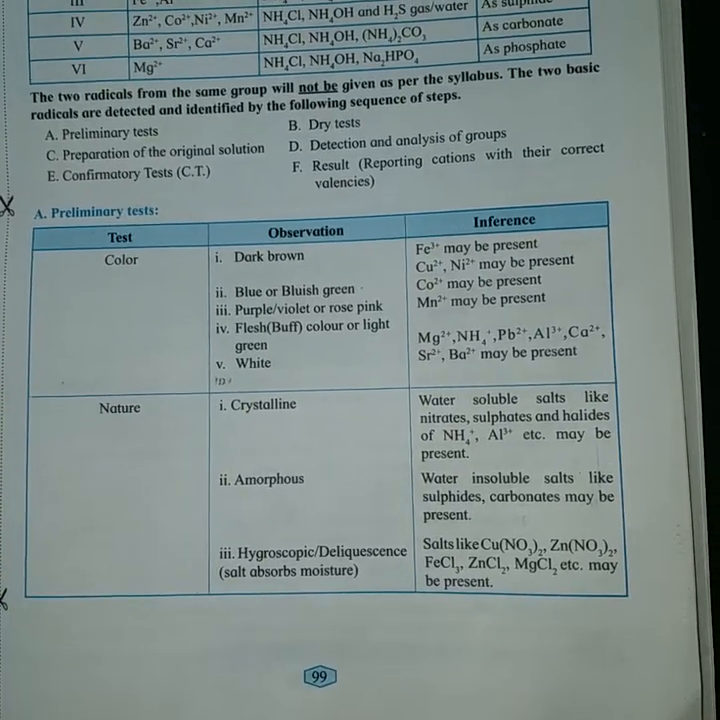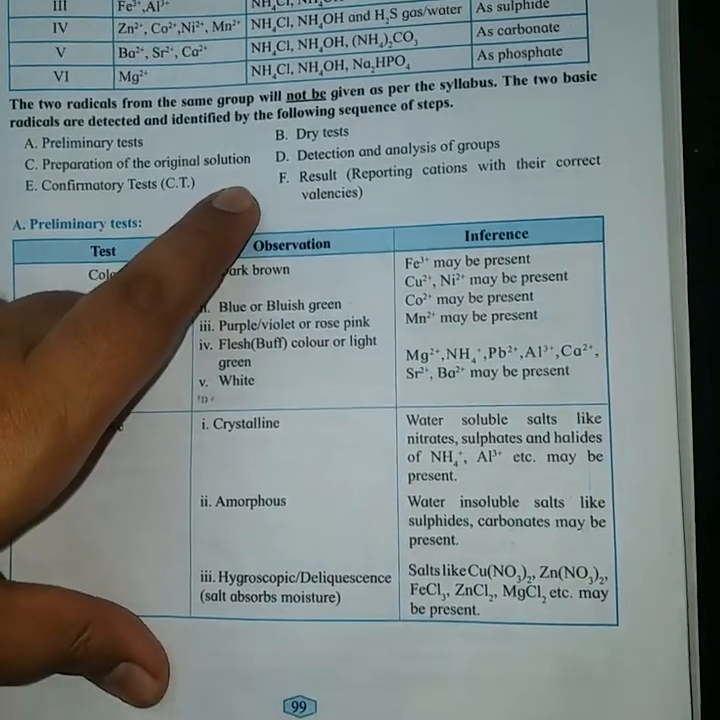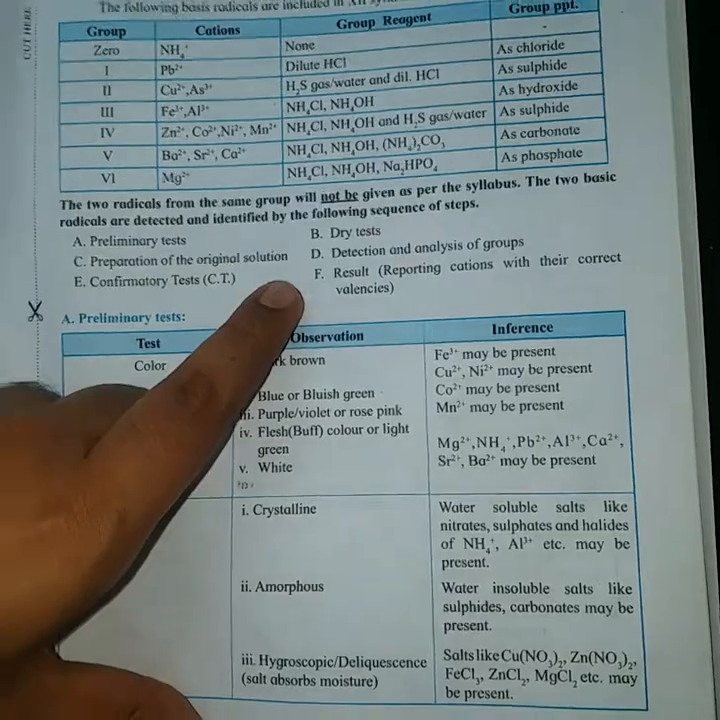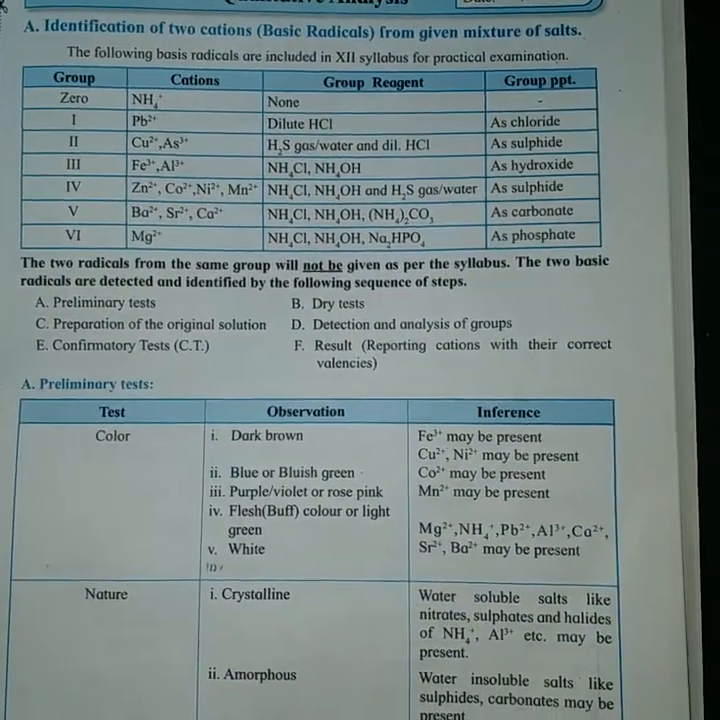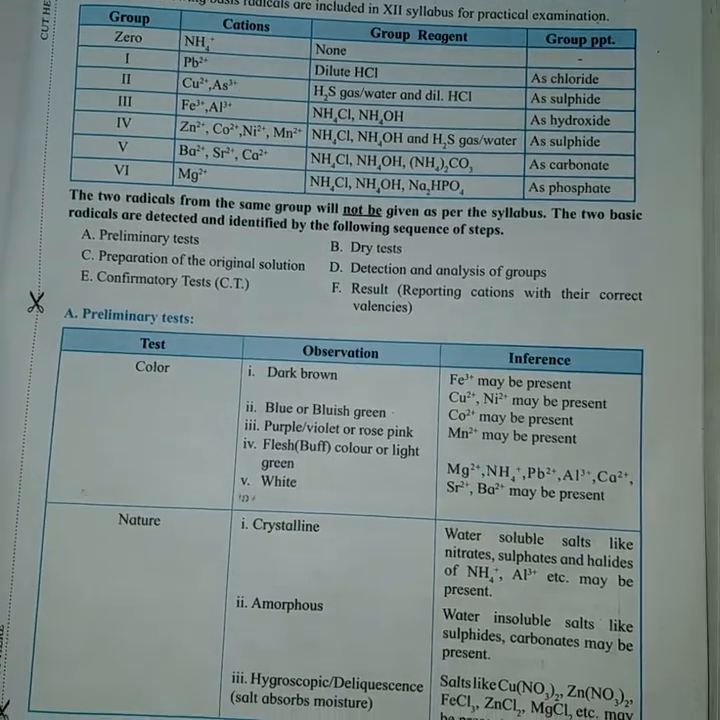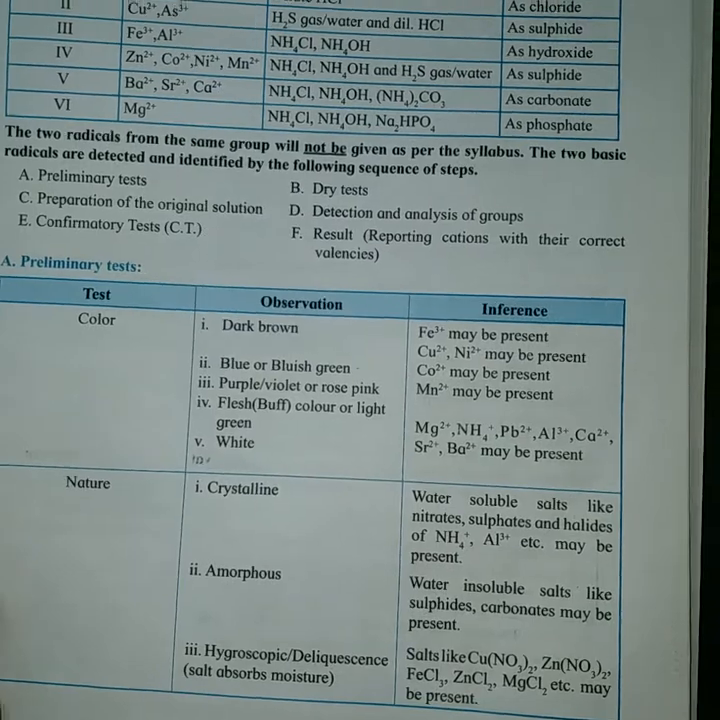Only the difference is that, like group detection, there will be a particular group, and a particular cation would be present in the particular group. That is the major difference you can say between the acidic and basic radical. But obviously, the cations and anions are totally different.